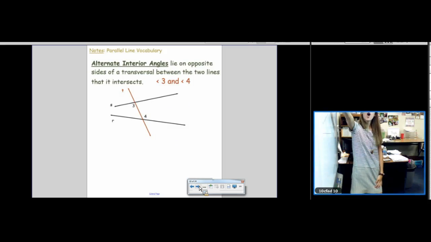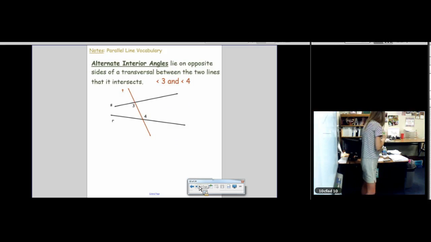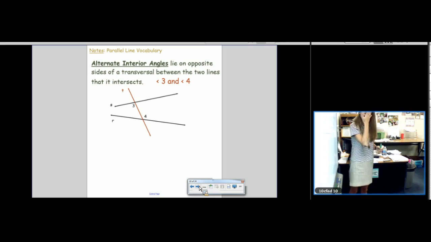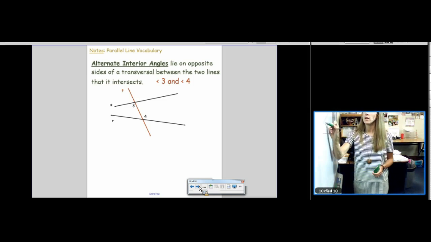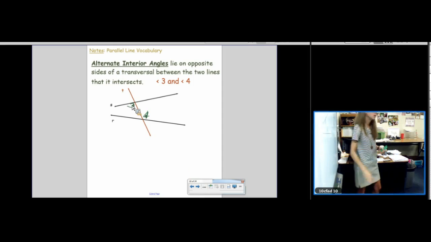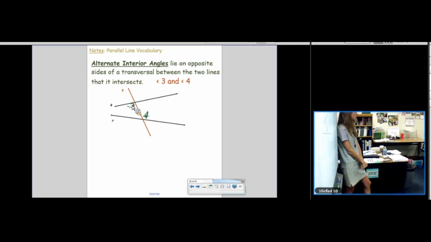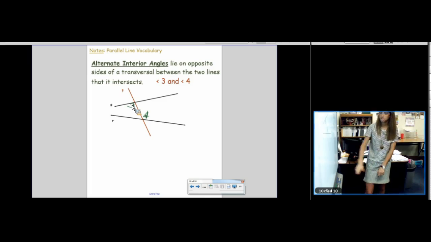So here's your next word, alternate interior angles. You don't have to write the word angles. Alternate interior. You have to mark your picture with a 3 and a 4, or you won't really know what to study. 3 and 4 are alternate interior angles because they're on alternate sides of T. They're not on the same side. They're on alternate sides.